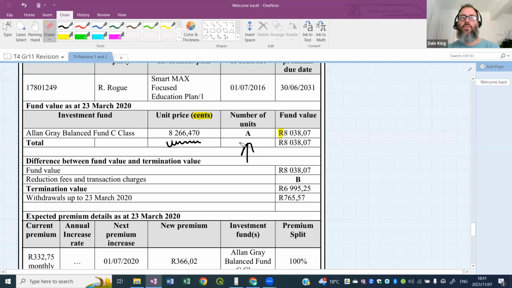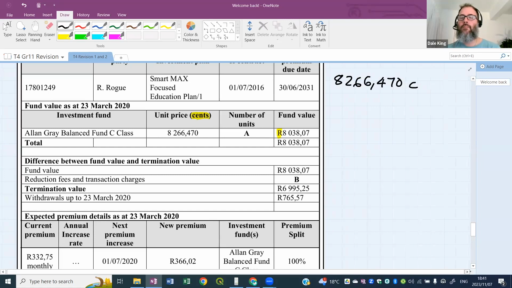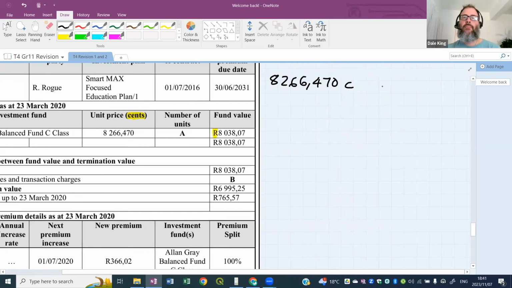So I'm going to change one of these around. Which one would you like to change around? Would you like to change the unit price, or would you like to change the fund value? The unit price. All right, let's change the unit price into rands. So we have 8266470 cents, and we want to change this into rands. How do we do that? If you have 100 cents, how do you change 100 cents into a rand? You've got to divide. Yeah, we're going to divide that by 100.